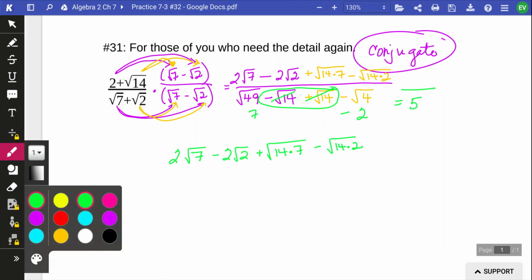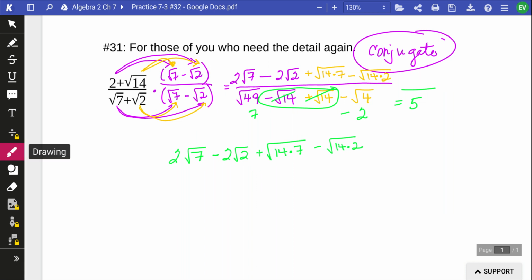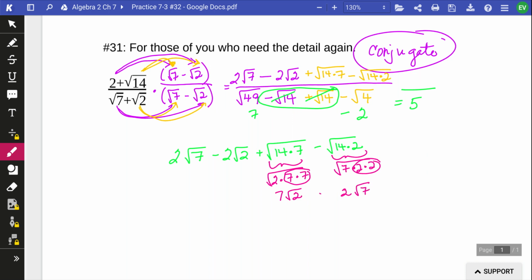So let's do pink. So the square root of 14 times 7 is the square root of 2 times 7 times 7. That gives me a pair of 7s, so that's 7 root 2. And then 14 times 2, we have the square root of 7 times 2 times 2. Gives me a pair of 2s, so the 2s come out, so we have 2 root 7.